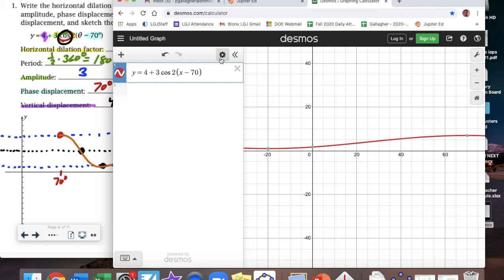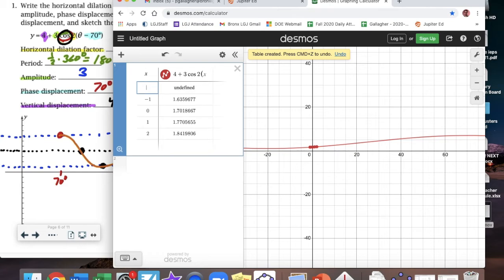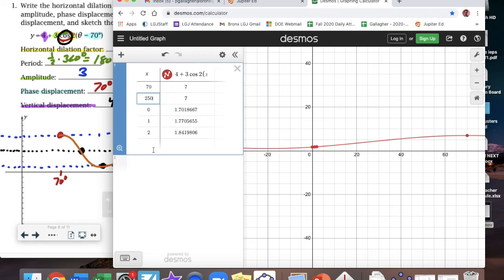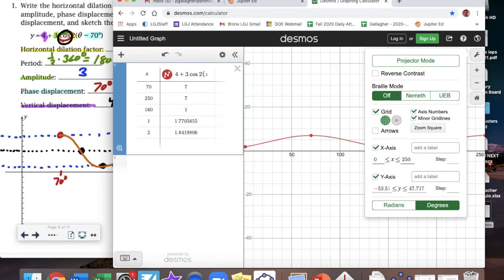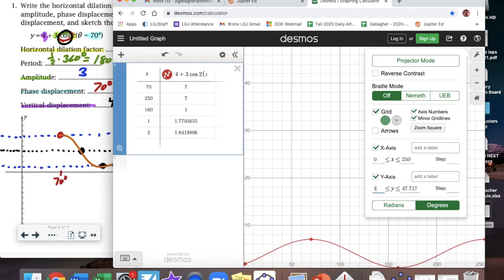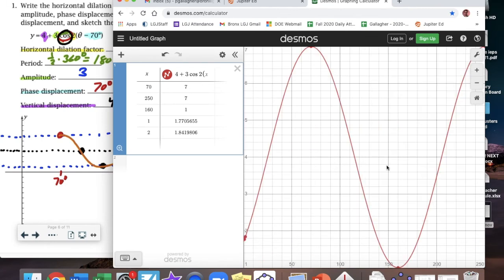We got our graph. Now, let's check to see if we got it. I can go to my table, and I'm going to see if at 70 degrees I'm at a maximum, if at 250 degrees I'm at that same maximum. I can even check points in the middle. So, right in between 70 and 250, it's going to be 160, and it should be at my minimum there of 1. I am. You can also, if you want, change the settings over here and have the x-axis go from 0 to 250 to check it, and then have the y-axis go from 1 to 7. It looks just like what we had.